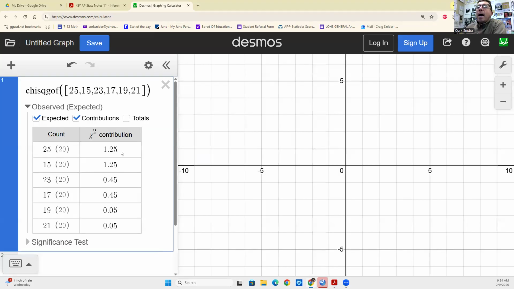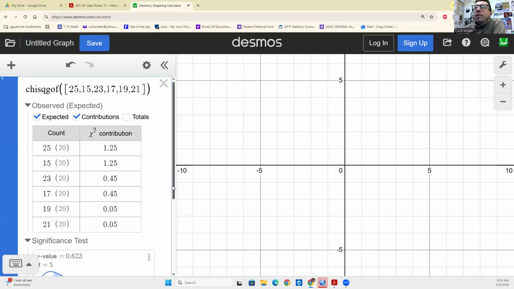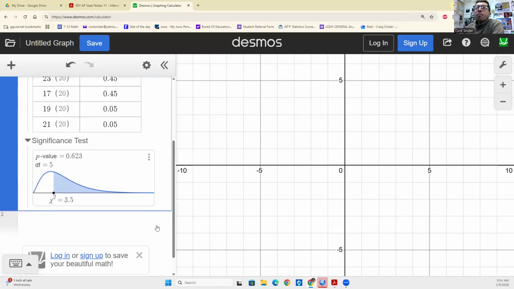So there are the chi-square numbers, okay? The biggest contributor to the chi-square is the ones and the twos. They have the biggest number. The smallest contributor was the 5s and the 6s. Okay. Now we're going to run the test. Okay. So the test comes out right here. Okay. The chi-square sum was 3.5. The degrees of freedom is 5. Categories minus 1.